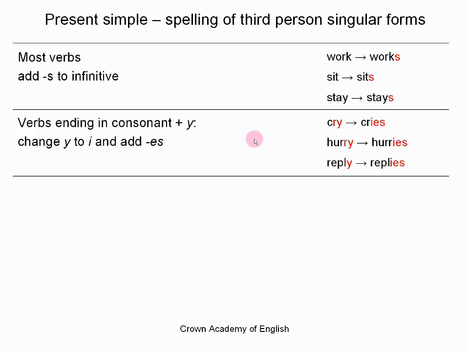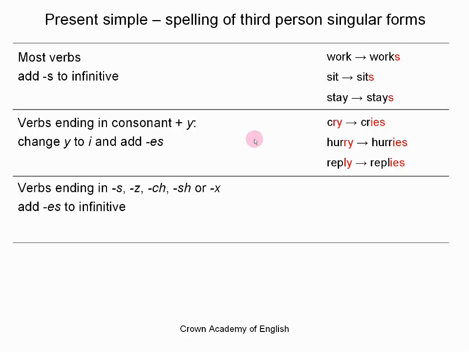Now let's have a look at the second exception. So verbs which end in either S, Z, CH, SH, or a letter X. For those verbs, we add an ES to the infinitive. So let's have a look at some examples. So miss becomes misses. So we would have I miss, you miss, he misses. Then the verb watch, we would have I watch, you watch, which then becomes he watches, spelt ES at the end.